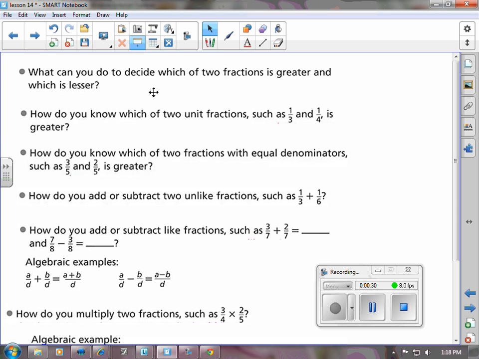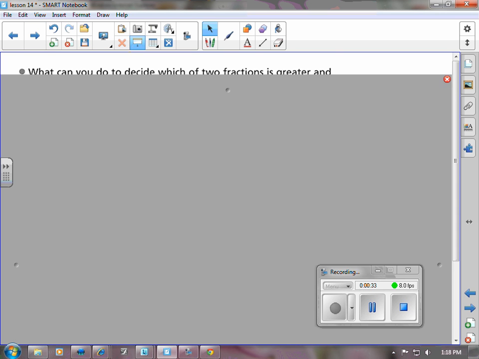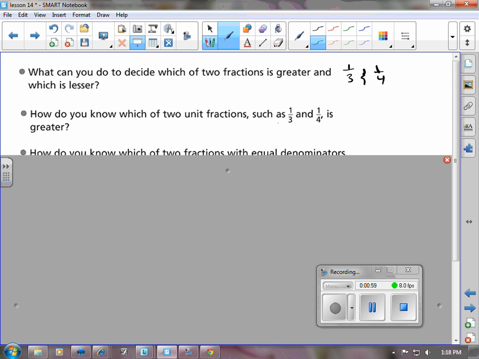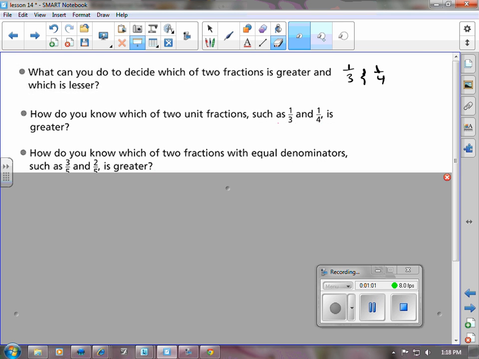All right, so what can we decide about two fractions when one is greater or less than? So let's think about, for example, something like 1/3 and 1/4. How do you know which one's greater and which one's less than? Well, you should be able to tell because a smaller denominator means the larger fraction. Okay, so anytime we have that smaller denominator, we've got that larger fraction.